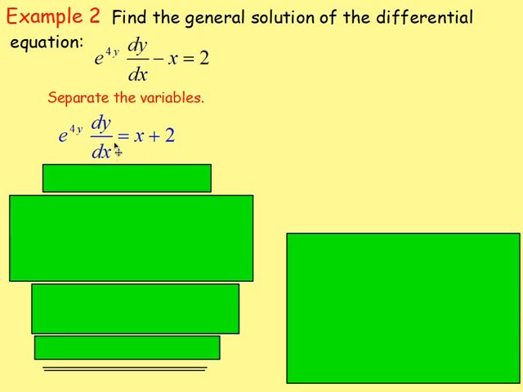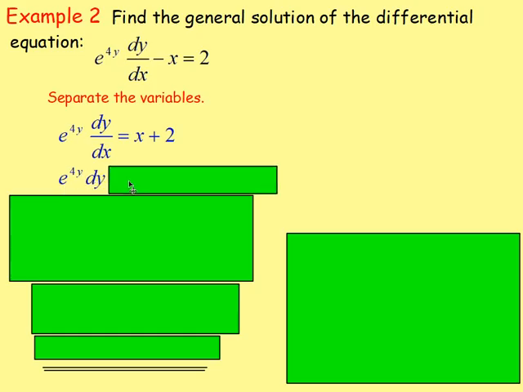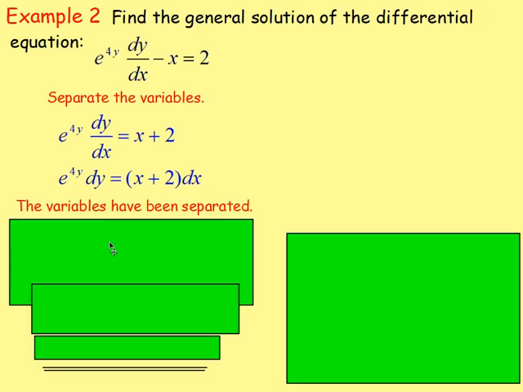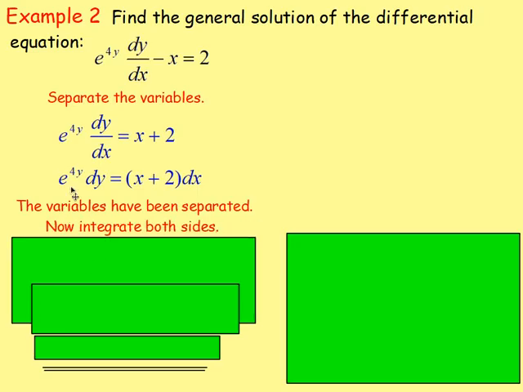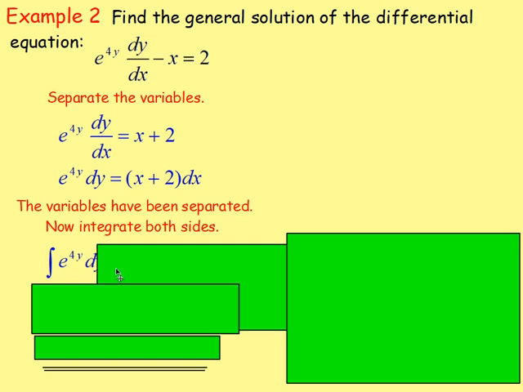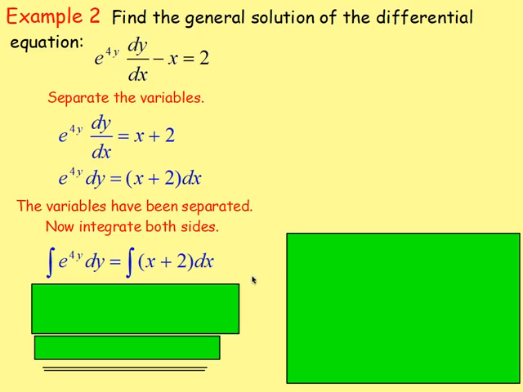From there, we've got this dx on this side, so let's multiply both sides by dx. That will leave us then on the left with e to the power of 4y dy, and that will equal x plus 2 dx. Now, as you can see, the variables have been separated. So, now you integrate. Let's integrate both sides. So we're integrating this e to the power of 4y with respect to y, and we're integrating this x plus 2 with respect to x.